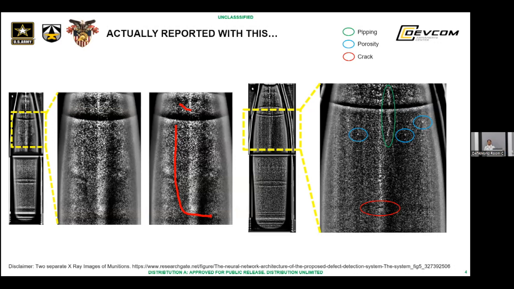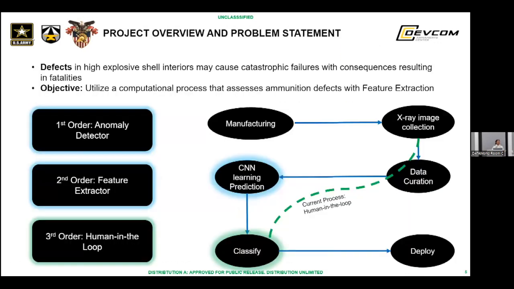Upon closer inspection, you can see on the left that there is a large crack in the munition, and on the right that there is piping and porosity in the munition, indicating that there might be small air bubbles or other issues that would report as defects. This creates our problem set. Defects in high explosive main shell and shell interiors may cause catastrophic effects if employed.